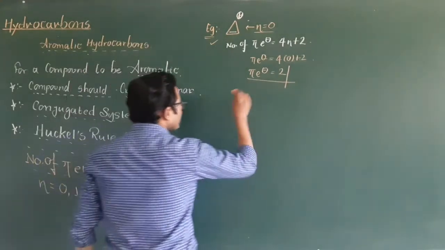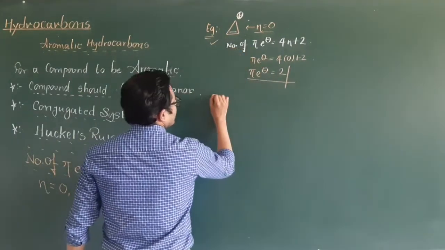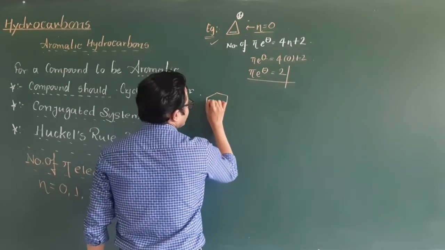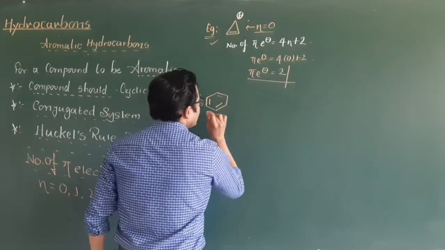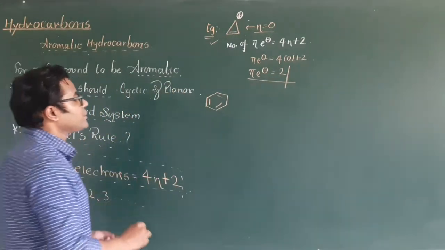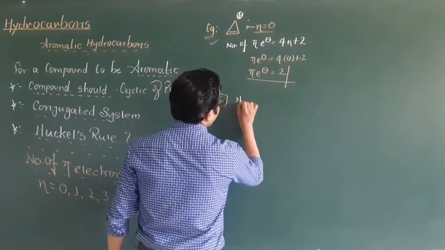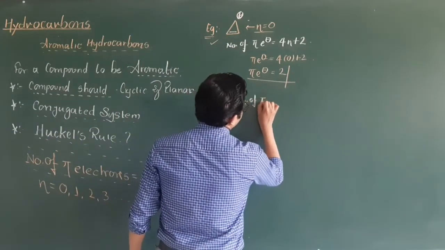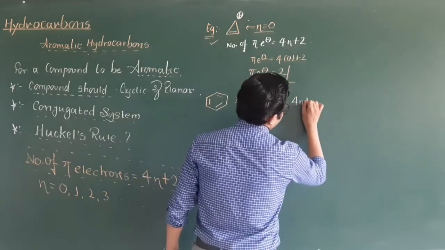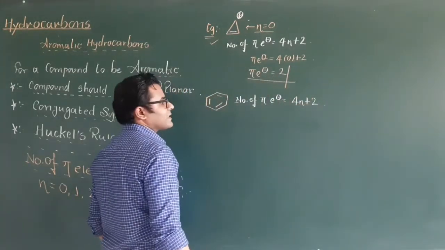Okay, now let's go with the next one. Let's observe a simple benzene. We know already that this particular benzene is aromatic. Let's prove it with respect to the Huckel rule. According to the Huckel rule, the number of pi electrons is equal to 4n plus 2. It should give this particular thing.